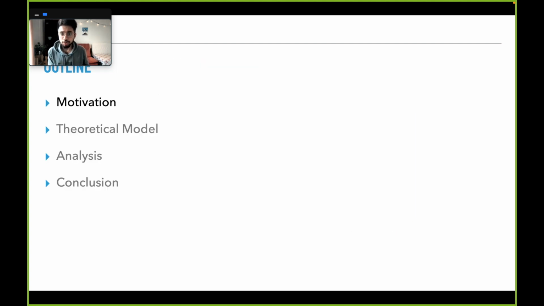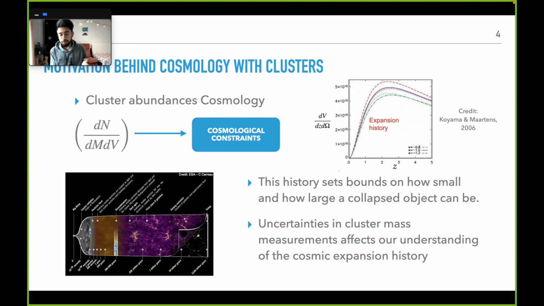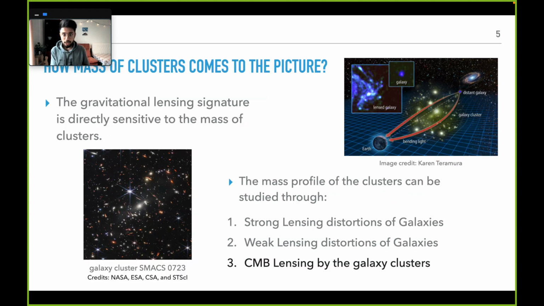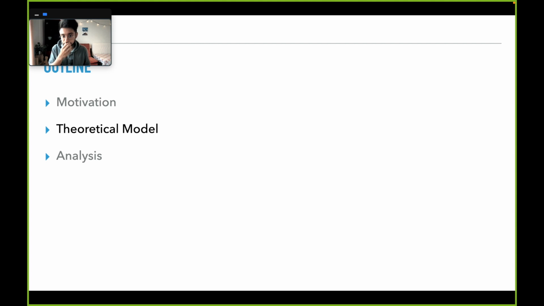So first of all, why do we care? It turns out the abundance of galaxy clusters as a function of mass and redshift really tells you about the expansion history of the universe. And the lensing signature of these objects is sensitive to the mass of the clusters. And you can study the mass using lensing of galaxies, and also using the lensing of CMB.